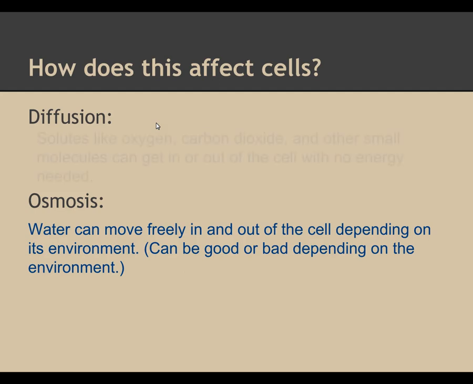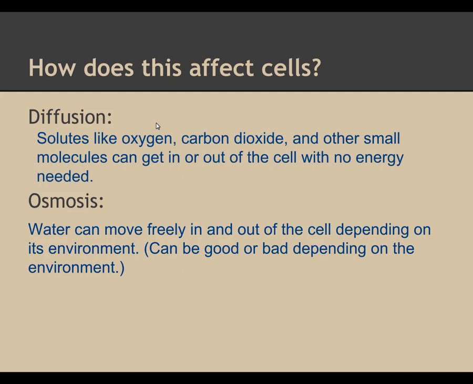So, how does this affect cells? Diffusion involves solutes. Gas particles such as oxygen and carbon dioxide can slip right through the phospholipids of the cell membrane without using any energy. Think about this: the oxygen molecules get used and consumed in the mitochondria in order to make ATP. A byproduct of making ATP is carbon dioxide.